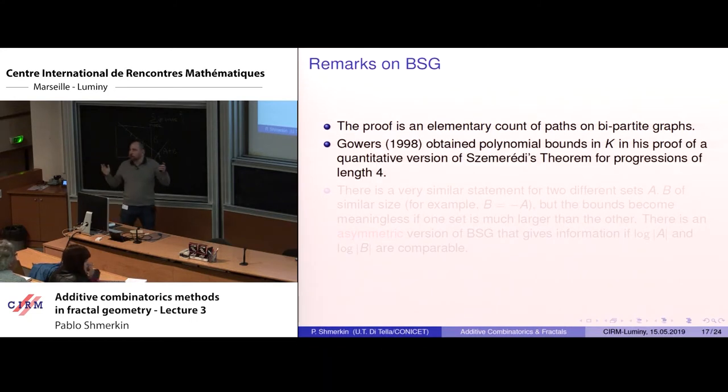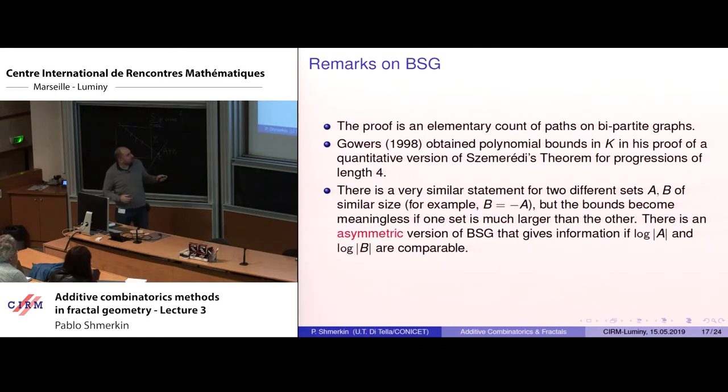And it doesn't use the Fourier transform or anything like this. So it's also very strange because it is an analytical statement about L2 norms of convolutions. So it looks like something that would require analysis, Fourier transform, something like this, and it doesn't. It is counting paths on graphs.